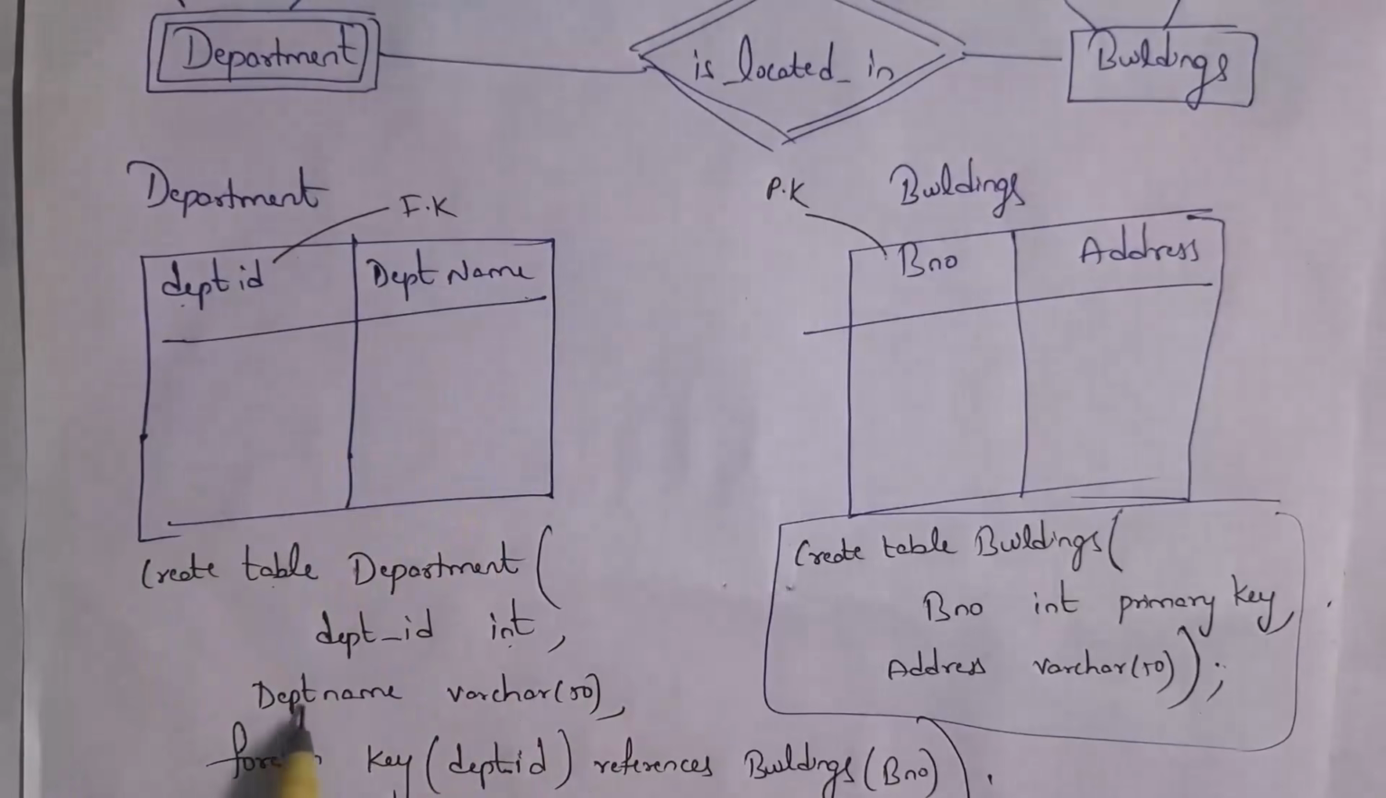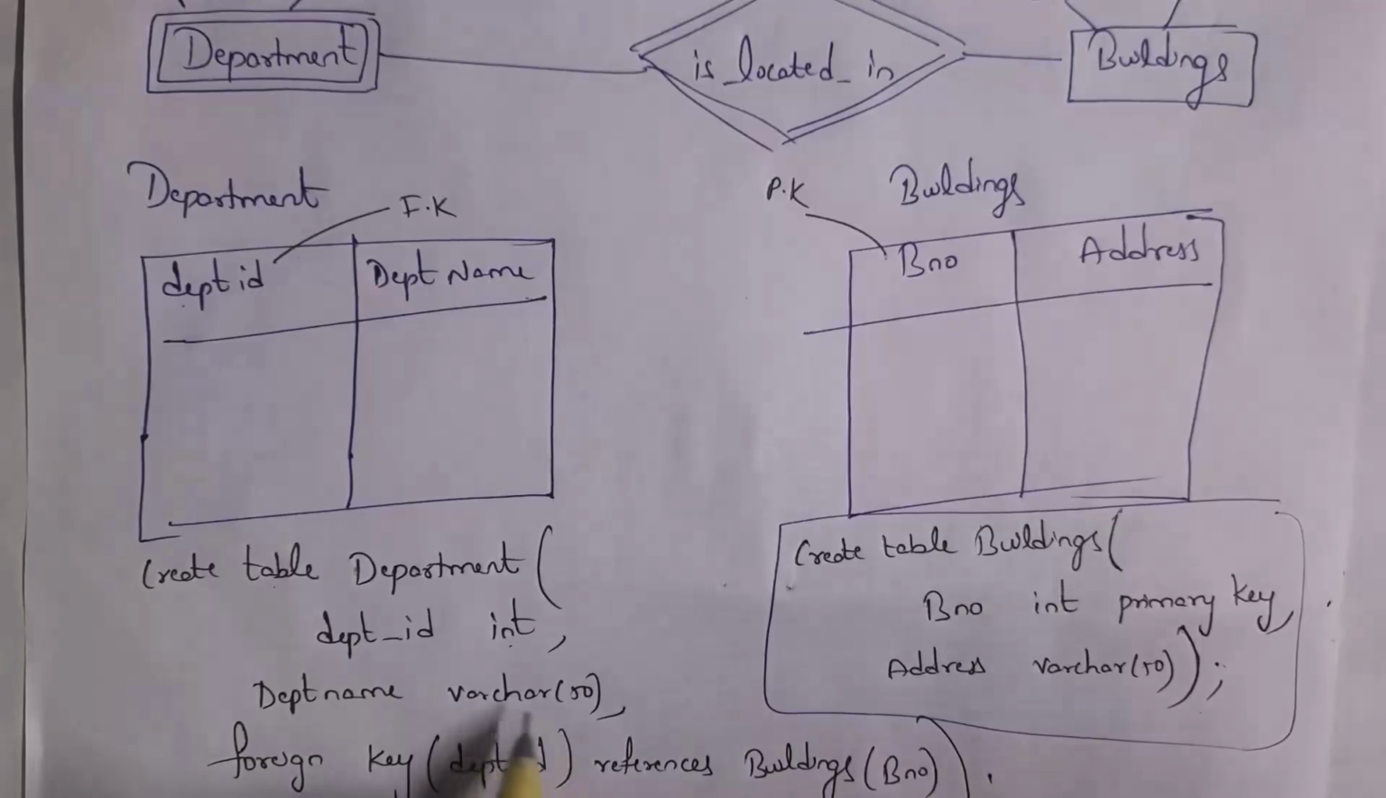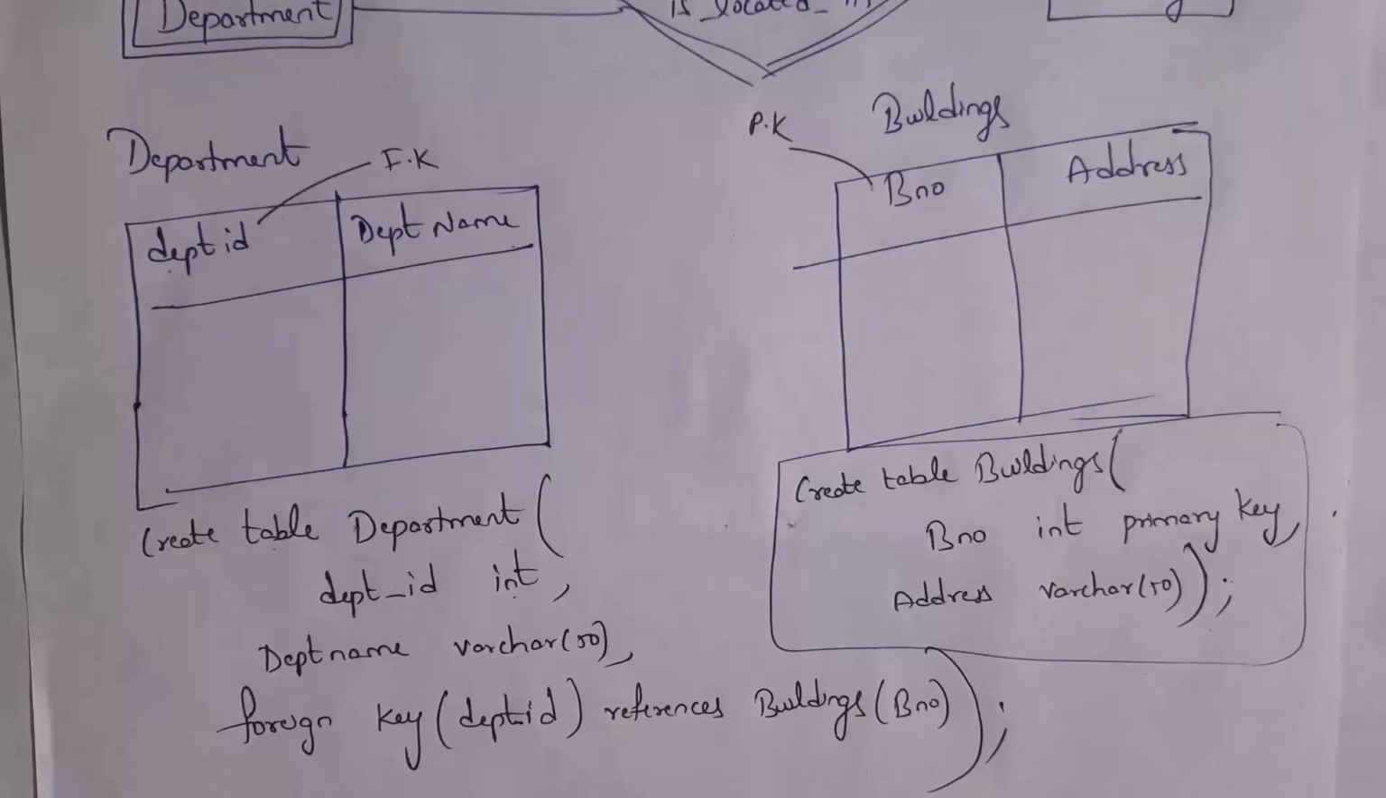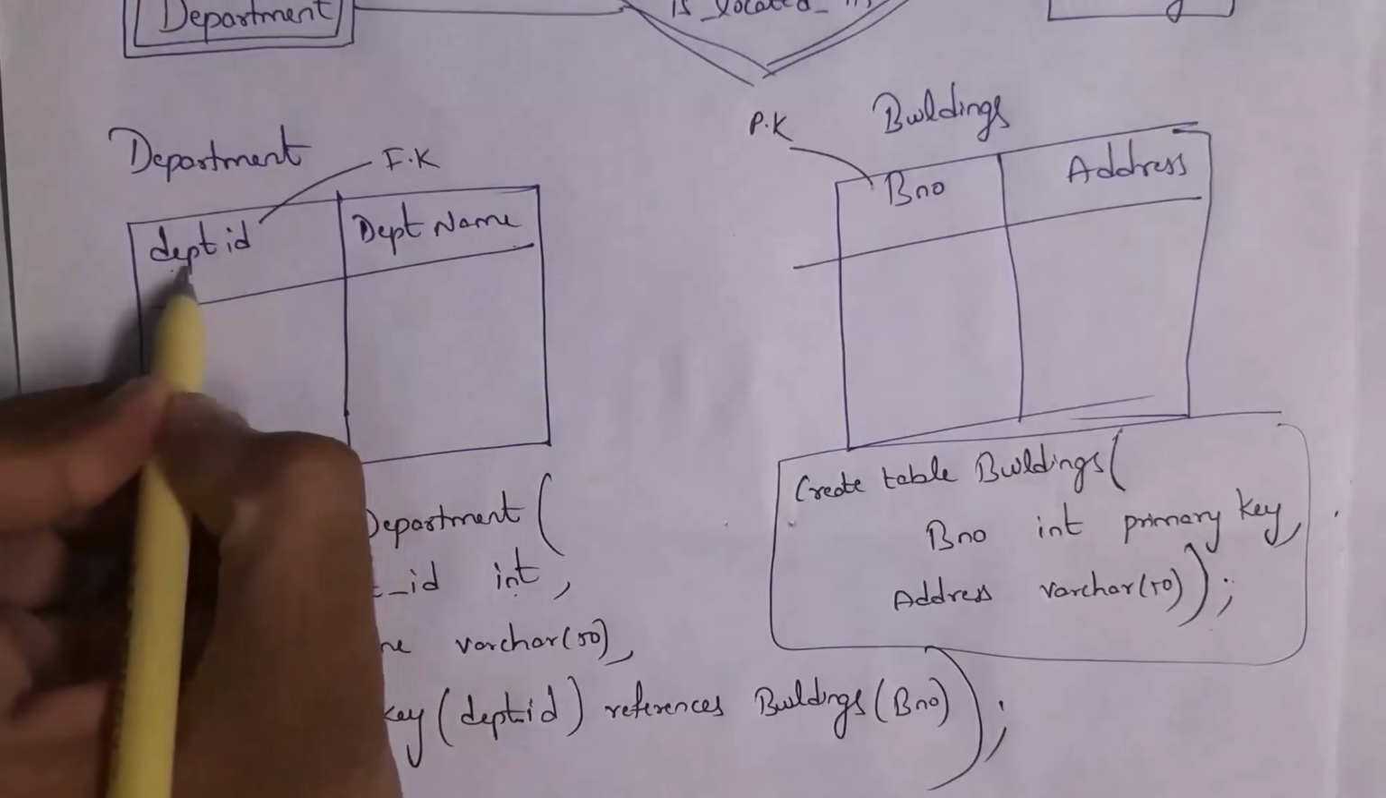So write here DEPT name, space, data type. I want to enter department names like CS, CA, ML, DS, and so on. So I am giving data type, that is varchar, inside brackets 50, that is nothing but size, comma. Now we need to give foreign key for this department ID.